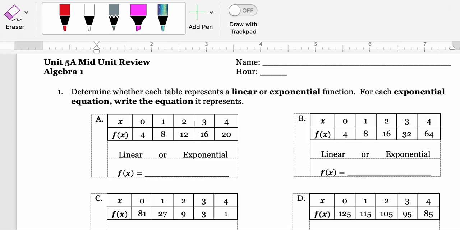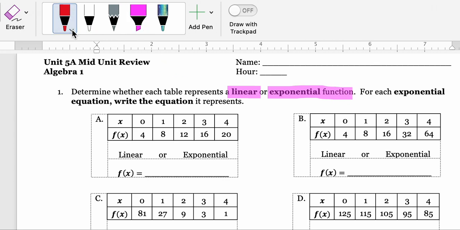All right, so our first question says determine whether each table represents a linear or exponential function. For each exponential function, write the equation it represents. Now, I want to point out, for a linear function, we're working with operations like addition and subtraction, and for exponential functions, we are going to be working with multiplication. Sometimes it looks like division, but we're actually multiplying by a fraction. So, if you see something that says divided by 2, we're actually multiplying by a half.